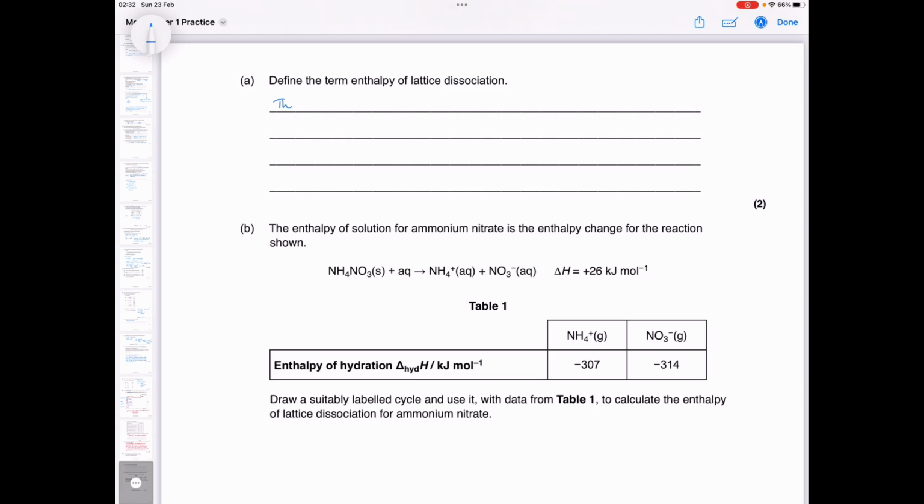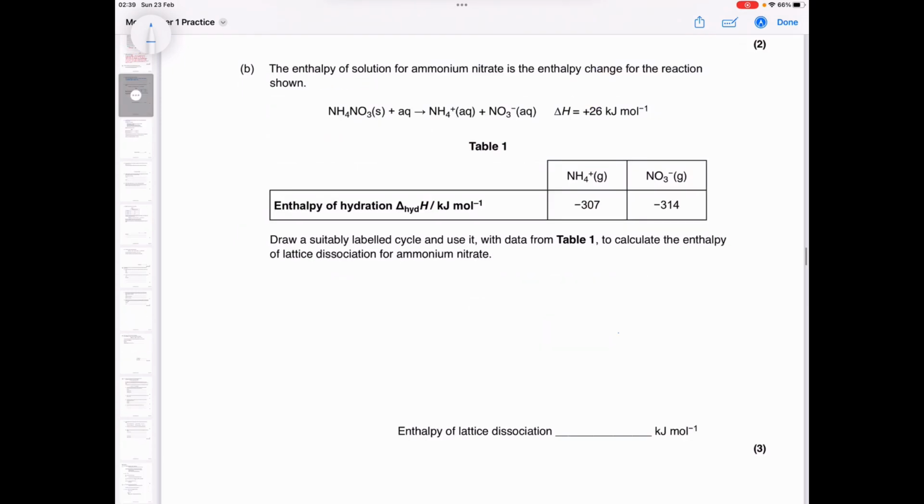So this is the enthalpy change when 1 mole of a solid ionic compound is dissociated fully into gaseous ions.